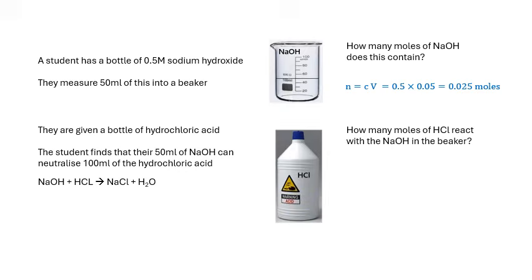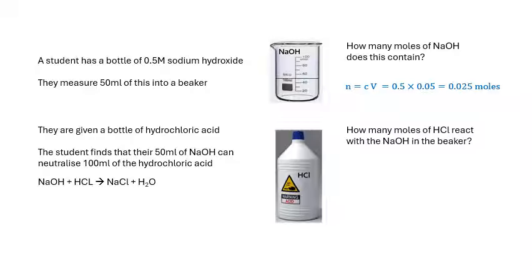You're given a bottle of hydrochloric acid and you don't know the molarity of the acid, the concentration of the acid. But what you do is you find that your 50 mils of sodium hydroxide can neutralize 100 mils of the acid. Okay, so how many moles of hydrochloric acid, HCl, react with the NaOH in the beaker?